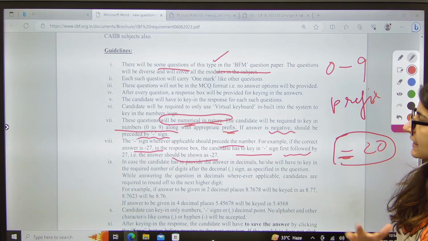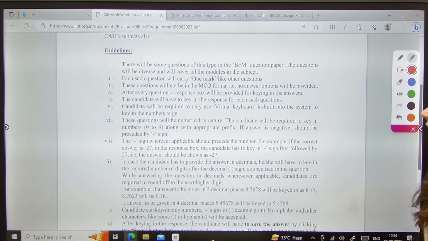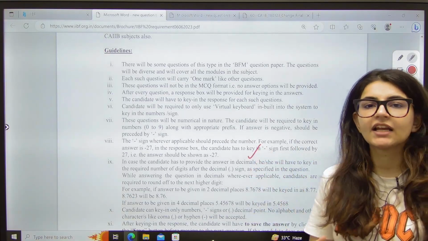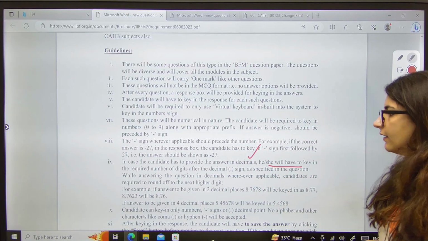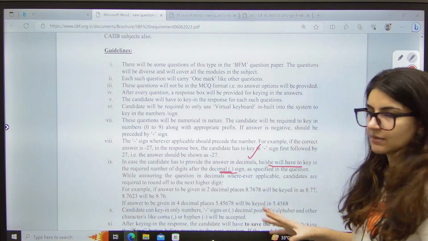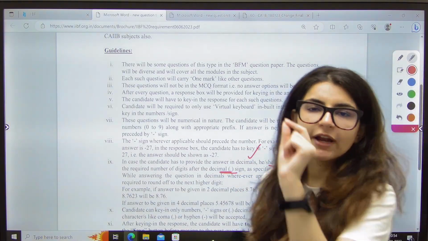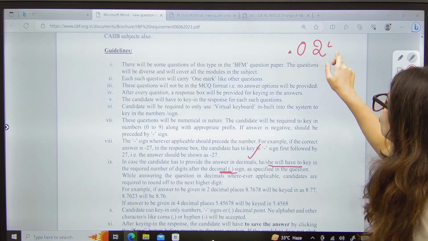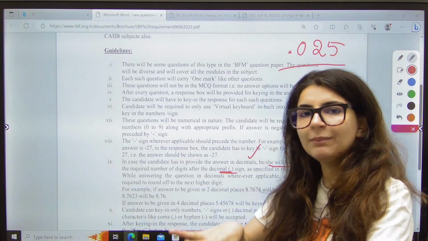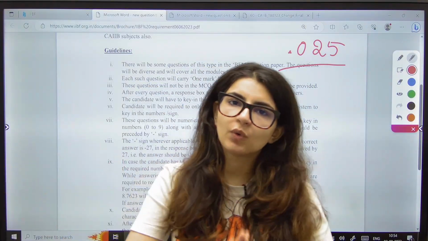Okay. In case the candidate has to provide the answer in decimals, तो तब क्या करेंगे जब हमें decimals में answer दिखाना है? He or she will have to key in the required number of digits after the decimal. So let's suppose the answer is 0.025. So you have to give decimal, then 0.025. That is how your answer will be keyed using the virtual keyboard.